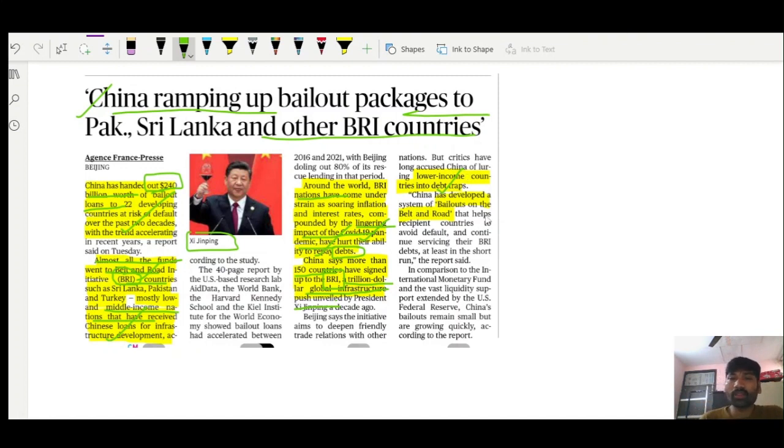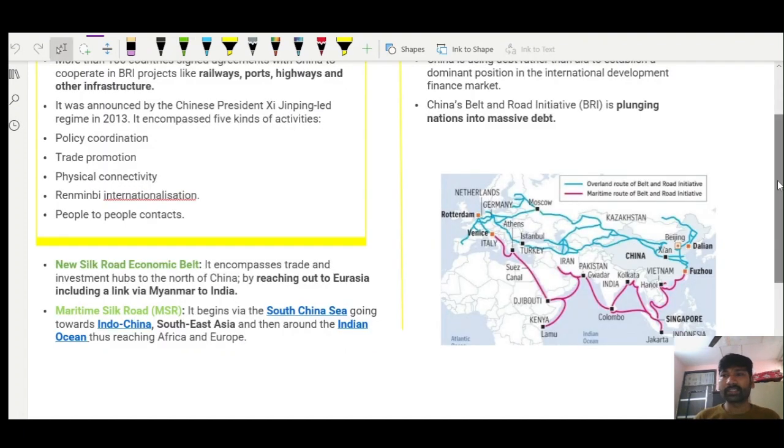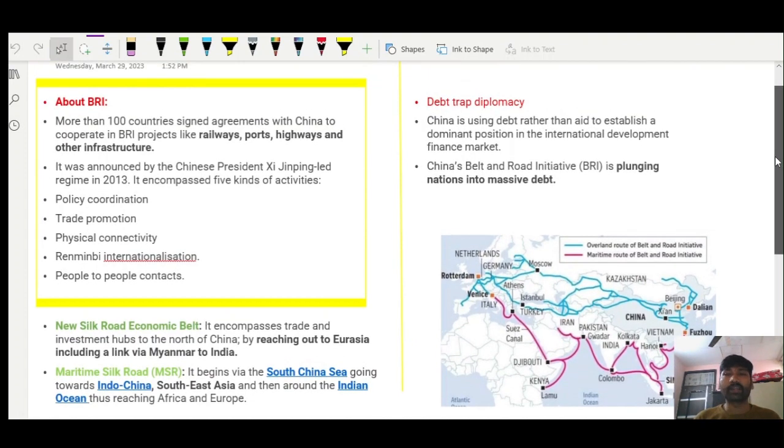Right. So in this backdrop, even though multilateral lenders like the World Bank and USA have been providing much higher financial assistance than China, China's bailout packages and financial assistance have been significantly increasing in the recent past. So, in this backdrop, let's discuss the Belt and Road Initiative. What exactly is the Belt and Road Initiative?